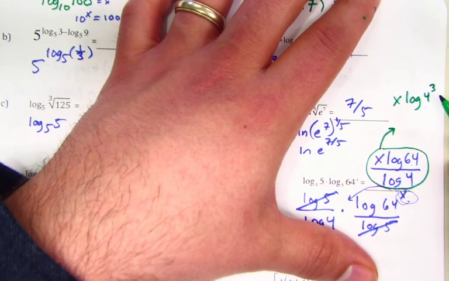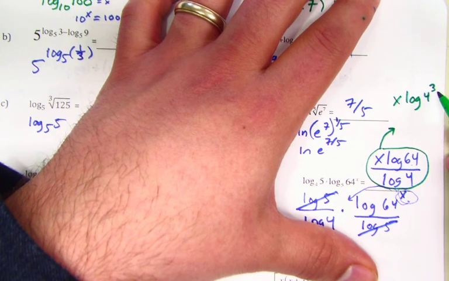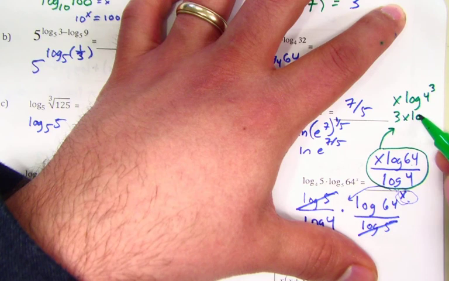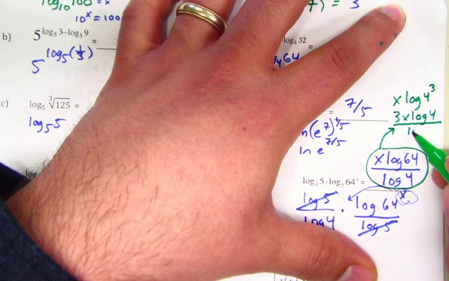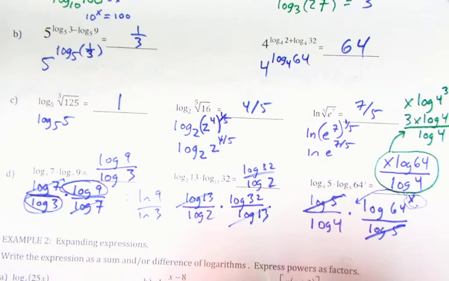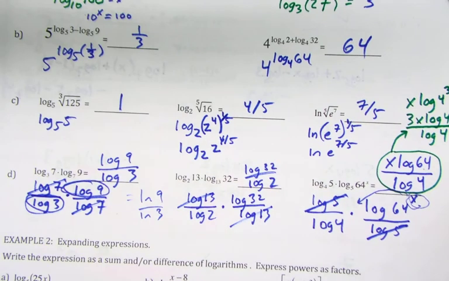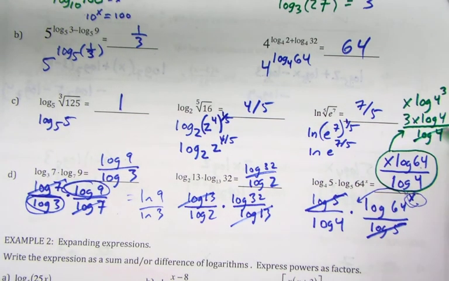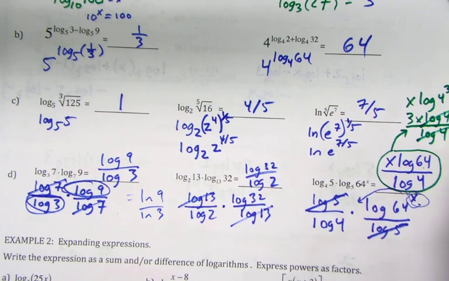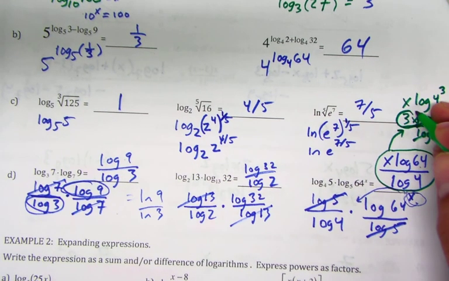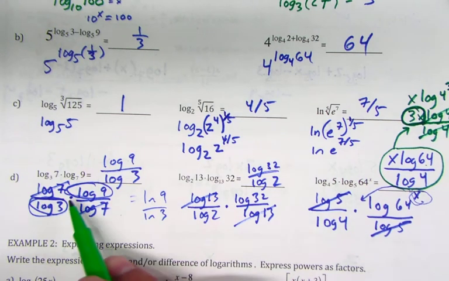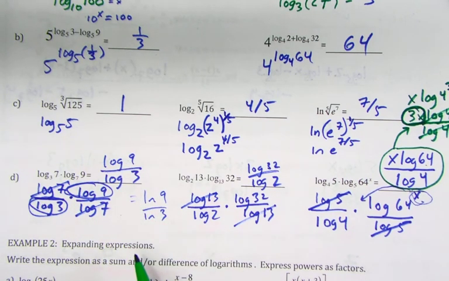So what can we do with that one now? We can move that one to the front. So we get 3x log 4 over log 4. Oh, this is nice. What just happened? Log 4's cancel. So your final answer is 3x. And you know what? I think that's actually going to happen with all these now that I'm looking at these. Isn't 9 the same as base 3?